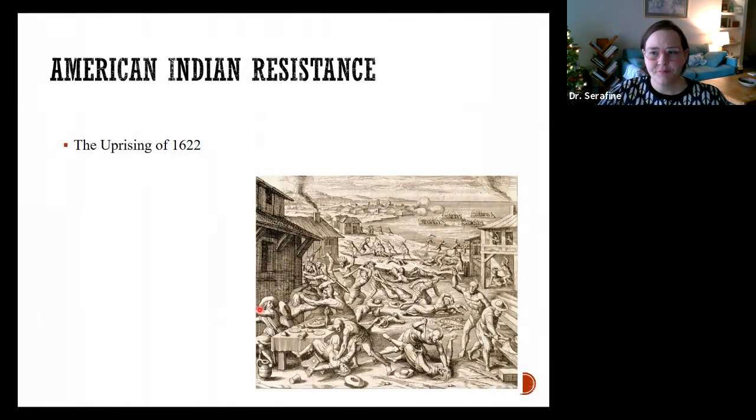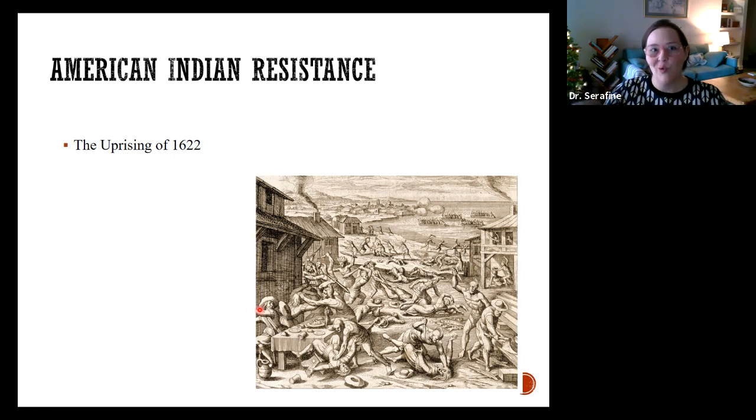ends that peace, attacks the settler population, and kills a quarter of the settlers. Jamestown retaliates by massacring Native American villages. In 1644, the last major attack by the Powhatan killed 500 colonists, but ultimately ended in defeat of the Powhatan and a treaty that required that tribe to leave the area to go west. So by 1644, Jamestown has been, and Eastern Virginia has been secured by English settlers.